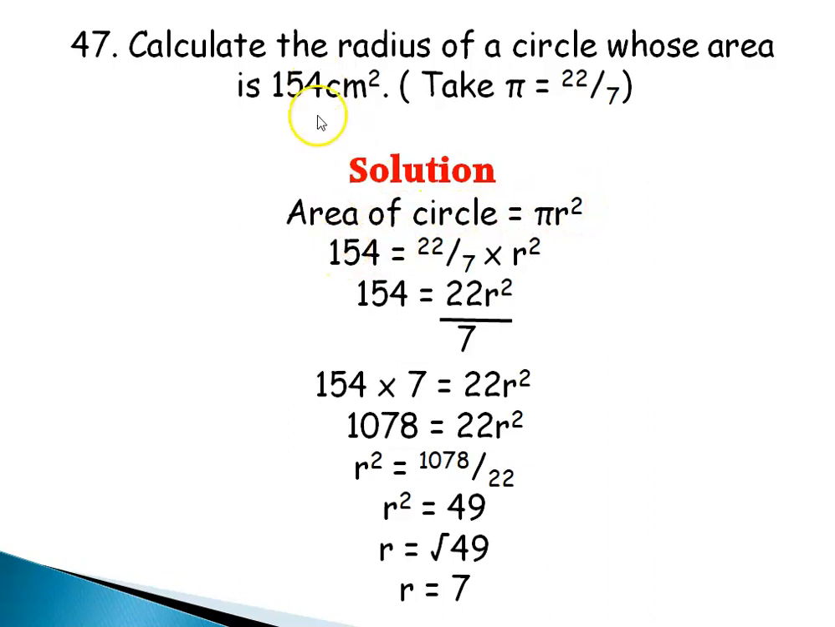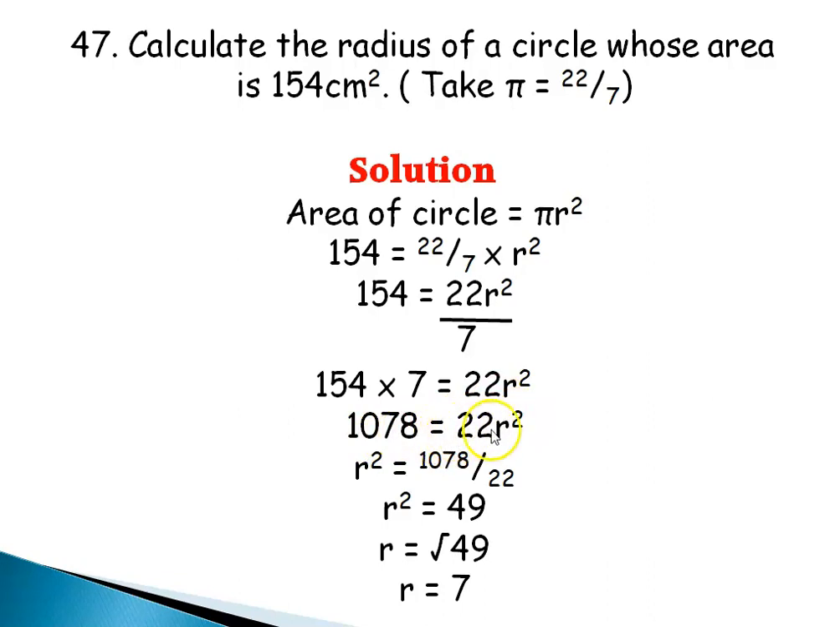I have the area in my question, 154. My pi, 22 over 7. Radius, that's what I'm looking for, r square. So 22 times r square is 22r square divided by 7, equals 154. And then I cross multiply. 154 times 7 is equals to 22r square times 1, which is still 22r square. And then 154 times 7 is 1078, which equals 22r square.